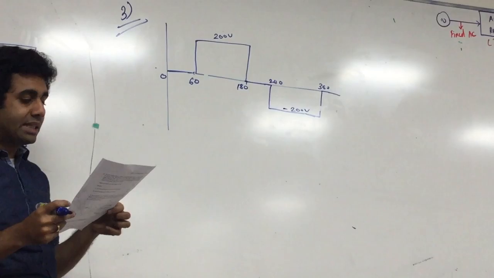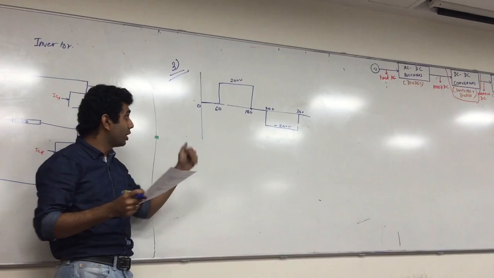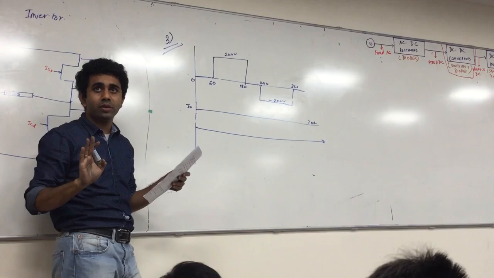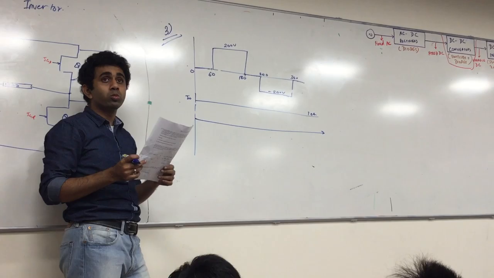Determine the average output voltage and therefore the power consumed by the load. Now what we know here is we have a constant DC current. So my output current is something like this, of 10 amperes, IO. Constant means it's going to be there throughout. It doesn't look so, but it's a constant value here. Then, determine the average output voltage.